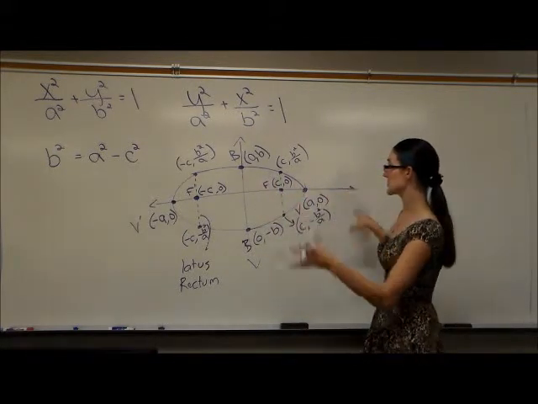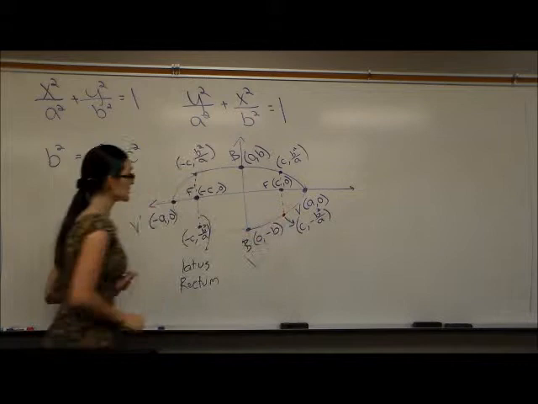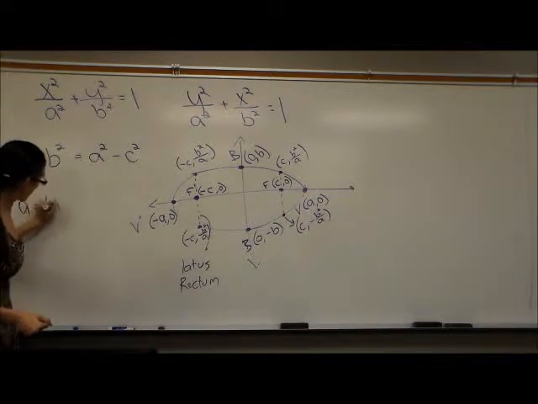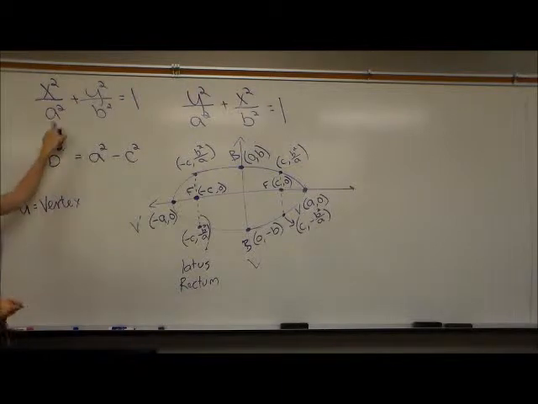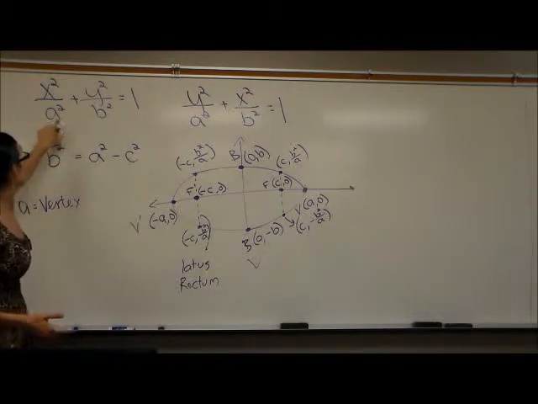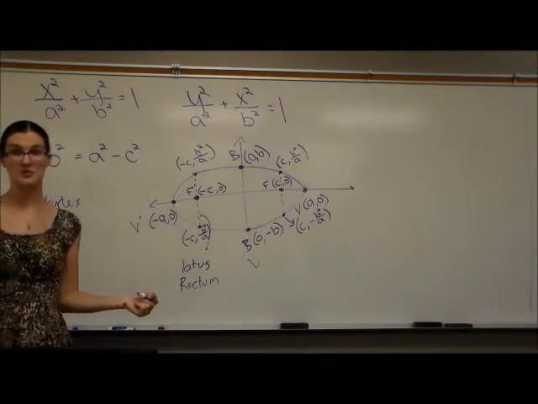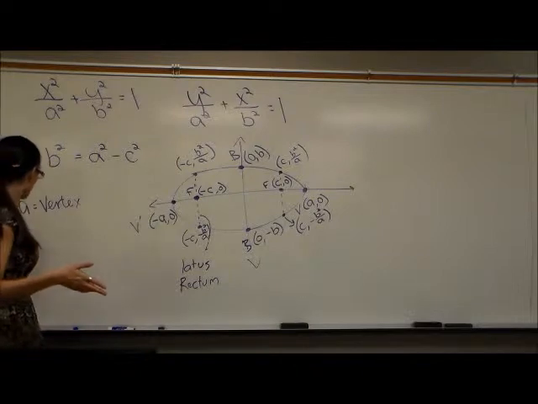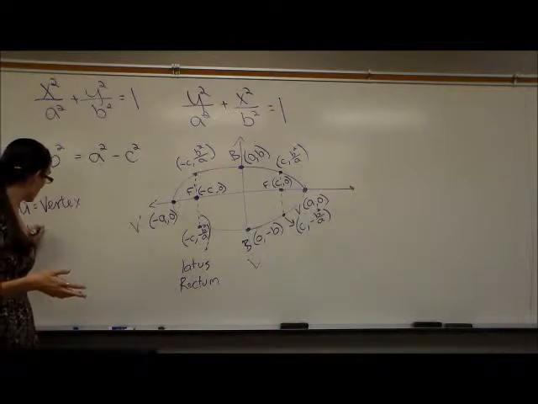So the good thing about this, with all the letters, your vertex is always a. So a is going to be your vertex, and that comes in real handy because you can get that straight from the formula. You can say the square root of whatever number is underneath, the larger number, is always going to be your vertex. b is going to be the ends of the minor axis.